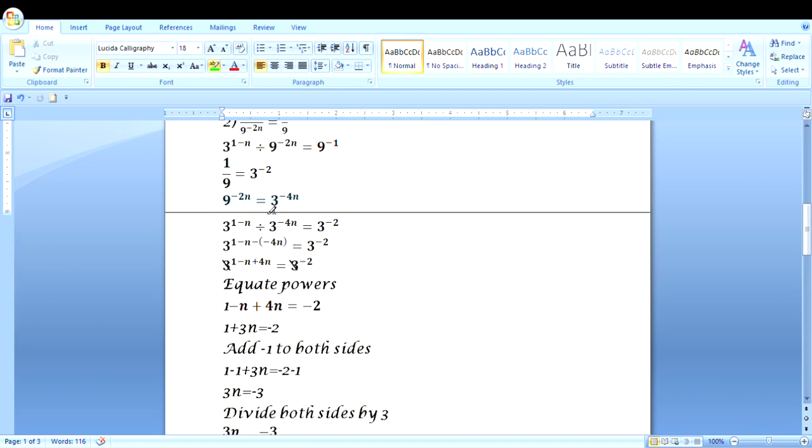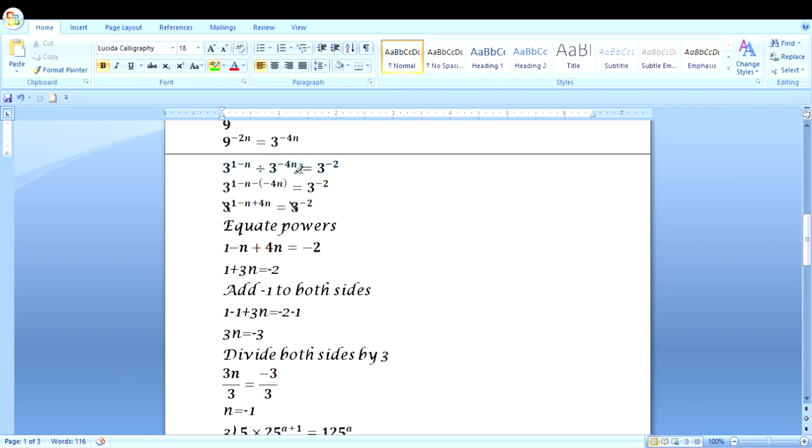So here, for instance, the 9 raised to power minus 2n can also be written with 9 as 3 squared, while the 2 will multiply minus 2n to become minus 4n. So this becomes 3 raised to power minus 4n. Then we put it in the equation and see that this is 3 raised to power 1 minus n divided by 3 raised to power minus 4n is equal to 3 raised to power minus 2.